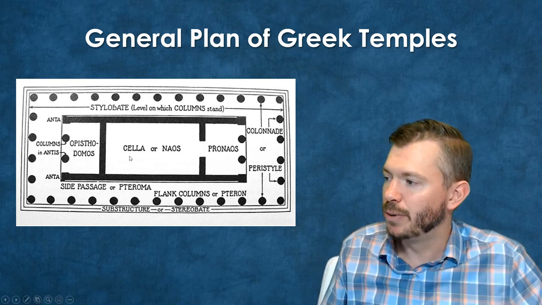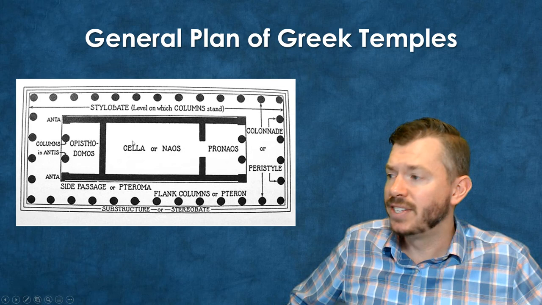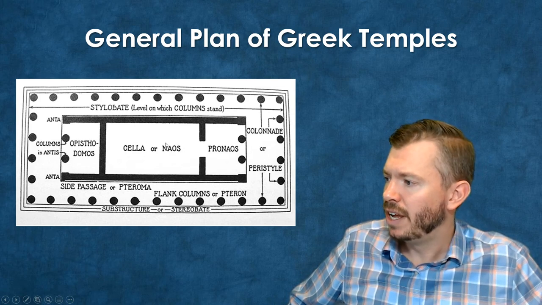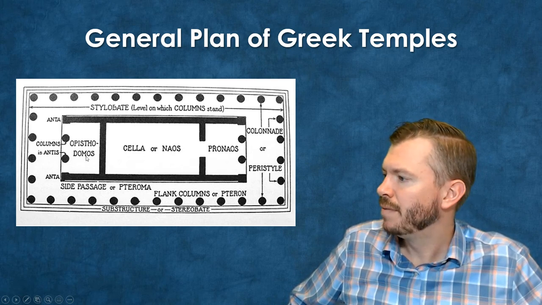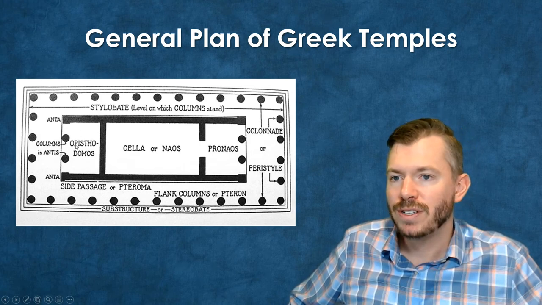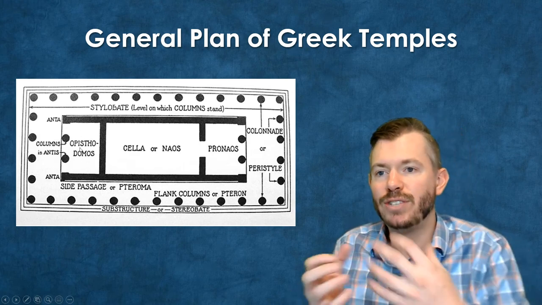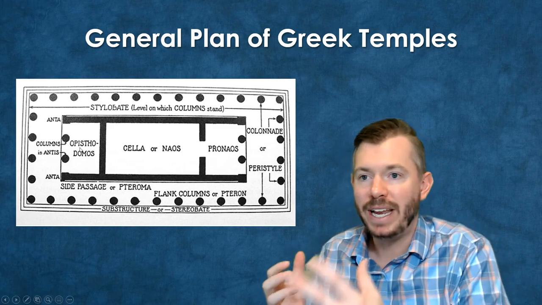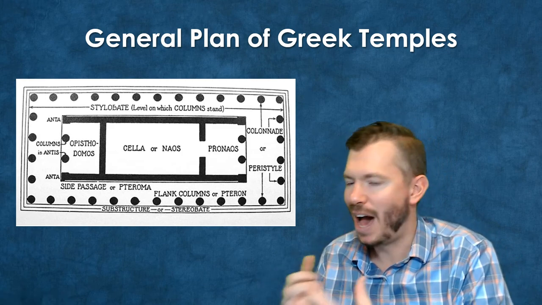You get the main sanctuary itself. In Latin, this is known as a cella. In Greek, a naos. And then in the back, the butt of the temple, that's the opisthodomos. And this is the treasury. This is where all the things would have been kept for the god or the goddess, the different gifts.